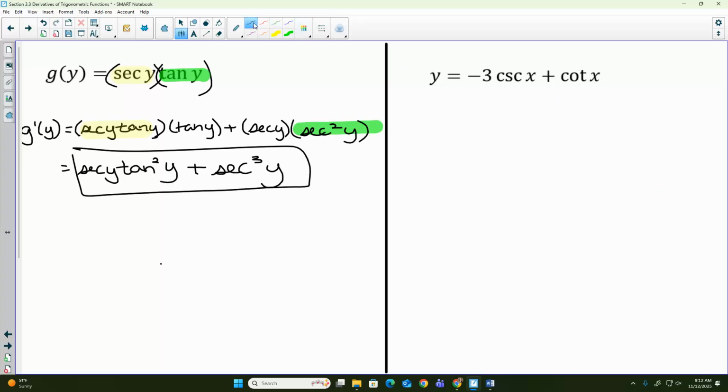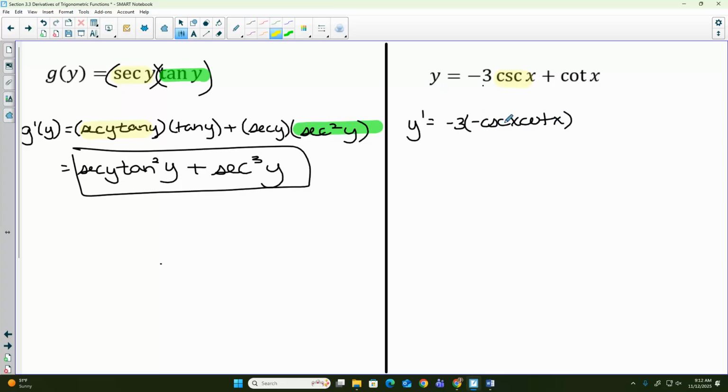Last one. Do I have to do product or quotient here? No, because the only thing being multiplied is a 3 with a cosecant. They both don't have a variable. So when I do the derivative, that -3 just trails down. So what is the derivative of cosecant? Negative cosecant, cotangent.